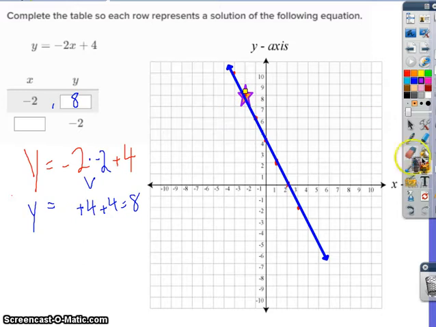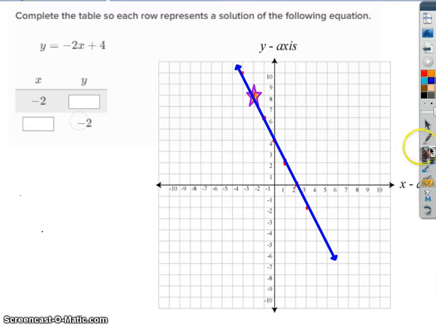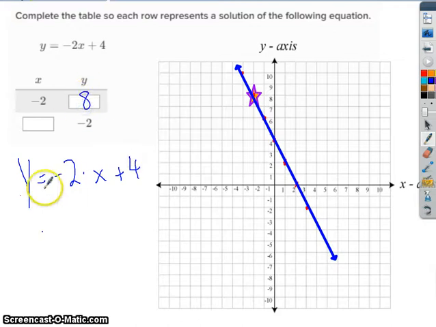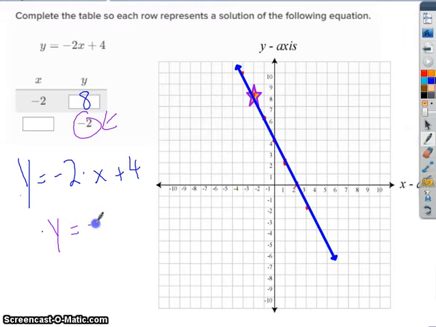All right, so let's try it again. Erase your boards. We're going to start with a nice clean equation: y equals -2 times x plus 4. I know this one, and now I'm ready to do the other one. What do I replace y with? Not 2, not 8, not 0. It's -2. So y is -2.